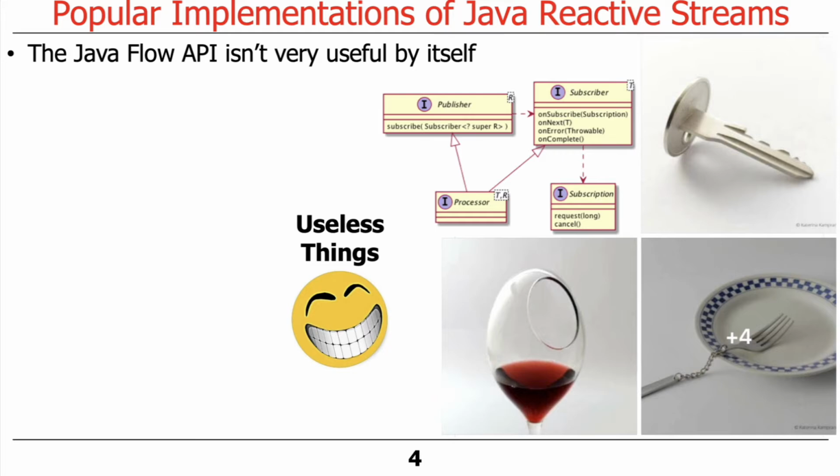There's a number of useless things. Here is a fork that has a chain for the handle. So it's not going to be very useful to eat stuff, right? Because you're going to pick up the fork and it'll just kind of flop down. Likewise, if you had a key that didn't have an end that you could actually turn the lock with, it wouldn't be very useful. If you had a wine glass that every time you tried to drink it would dribble down your shirt, wouldn't be very helpful. And in the same spirit of useless things, the Java Flow API is not very useful.